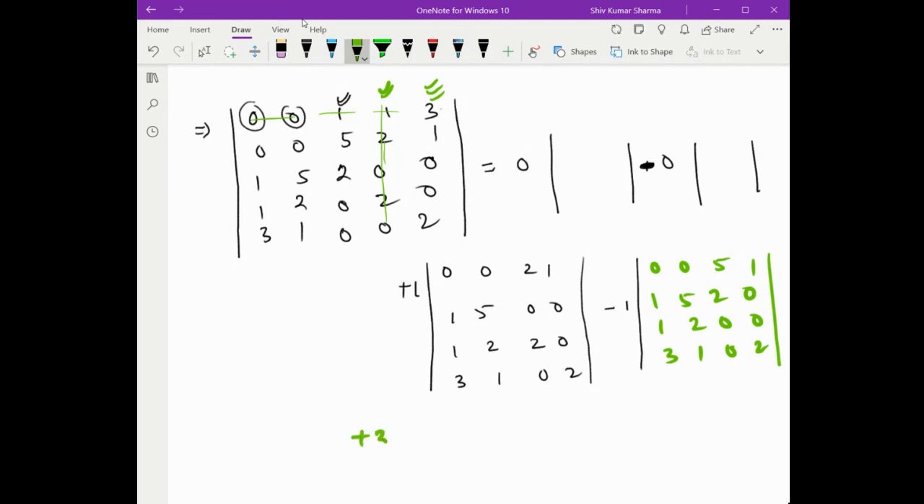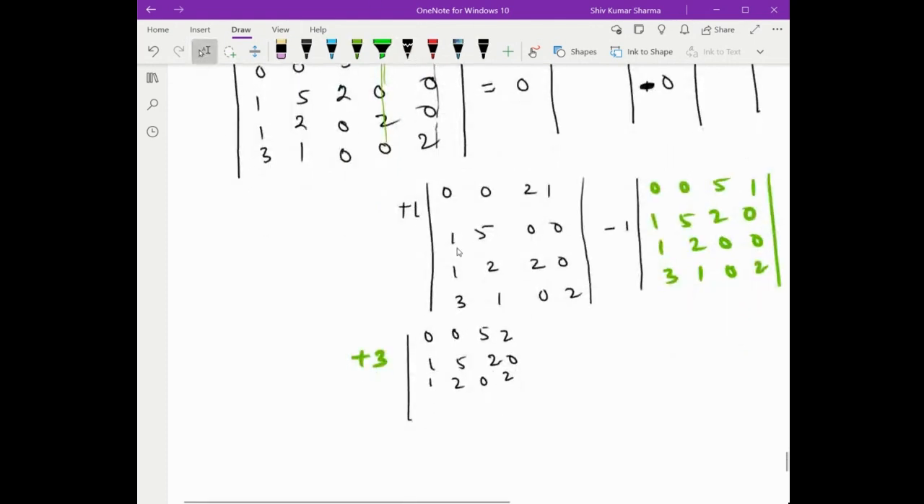Now if we move to this element, plus minus plus, again we use the plus sign, and we do not use this column and the first row. So we write 0 0 5 2, 1 5 2 0, 1 2 0 2, and 3 1 0 0. So this is 3 1 0 0.